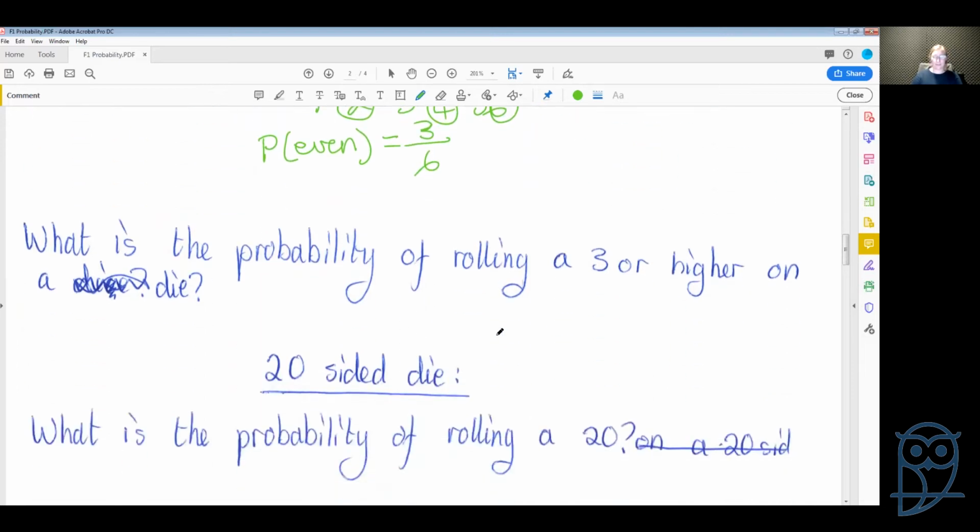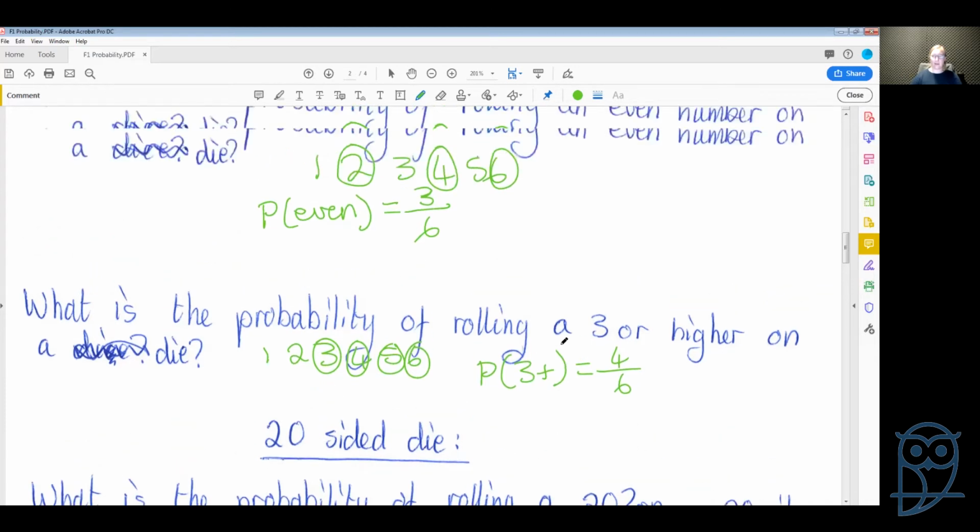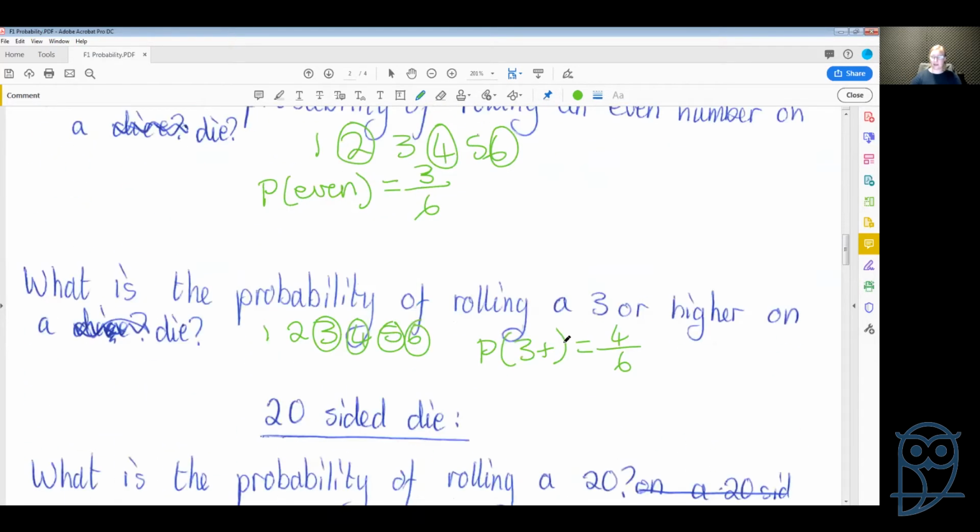Okay. What is the probability of rolling a 3 or higher? So now we have 1, 2, 3, 4, 5, 6. So we want a 3 or higher. So that's that, or that. So our probability of rolling a 3 or higher will then be 4 of the ones that work over our 6 possible outcomes. So that is a 6-sided die, and you guys have probably looked at a 6-sided die fairly often.